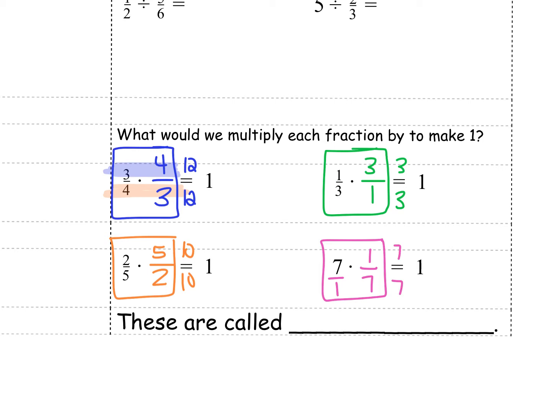When you are multiplying by that fraction flipped over, these are called reciprocals. So I can take a fraction and multiply by the reciprocal to make 1 and eliminate it.